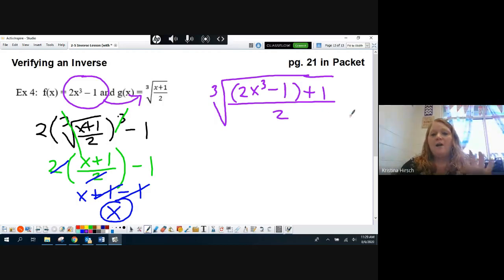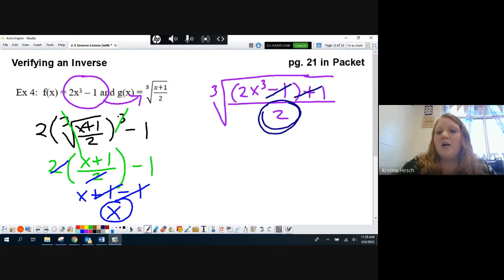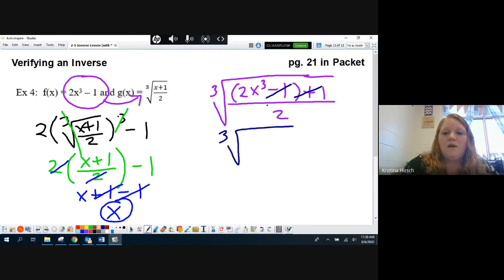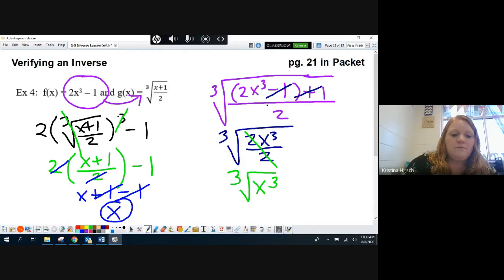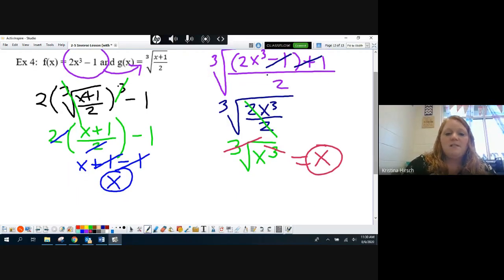All right, so before I go dealing with this cube root, I need to take care of anything that I can that's on the inside, right? So because the plus 1 and the minus 1 are both a part of this fraction right here, then we can cancel that out. All right, so that part cancels, leaving me with the cube root of 2x cubed over 2. Well, now the 2's cancel out, leaving me with the cube root of x cubed. Well, now we're taking the cube root of a cube, right? Which cancels out, leaving me with x. So are those inverses? Yes, these are inverses.